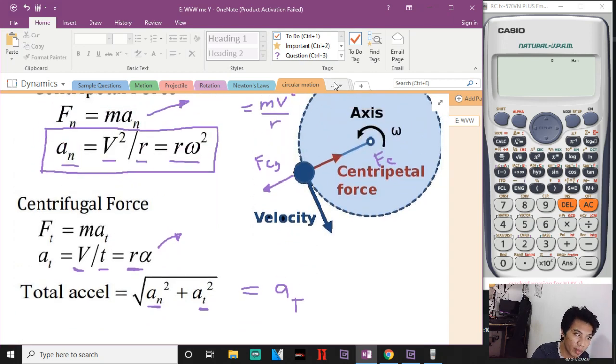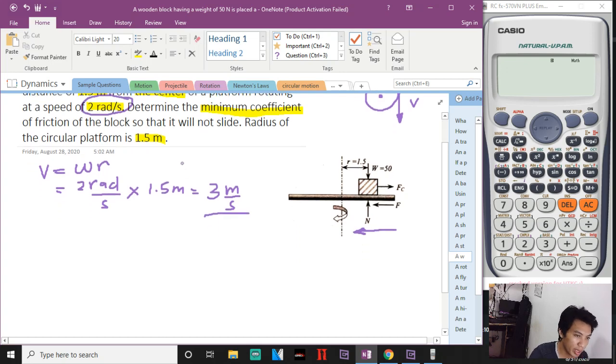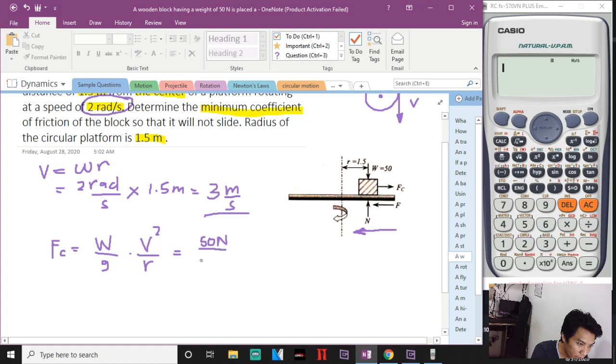Okay. So, much for that, let's go with your sample questions. So, meron ka na yan. All you have to do is to find yung Fc. Okay? Fc equals W over g times v squared over R. Okay? So, ano ba yung weight mo? That is 50 newtons. Okay? I-divide mo yan ng 9.8066. Okay? Newton second squared per kilogram meter.